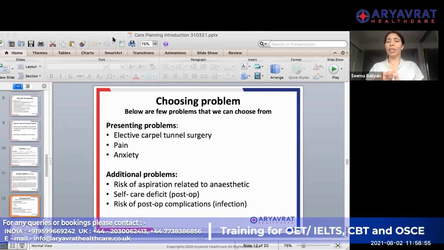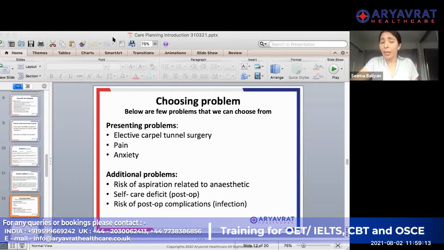So probably he's very anxious about how he is going to look after her, because he's not going to be able to use his hand for some time to help her move around. So these are some of the problems which were presenting problems.